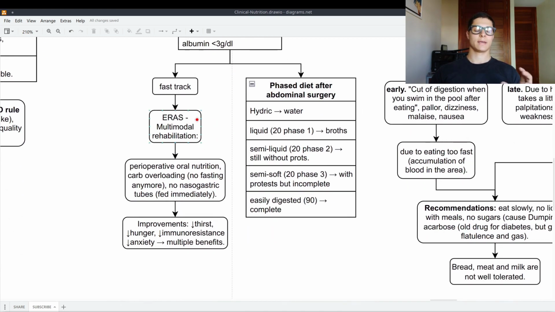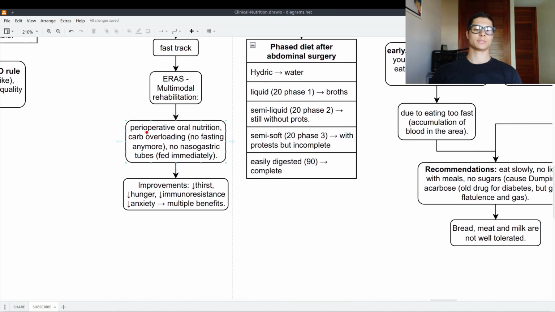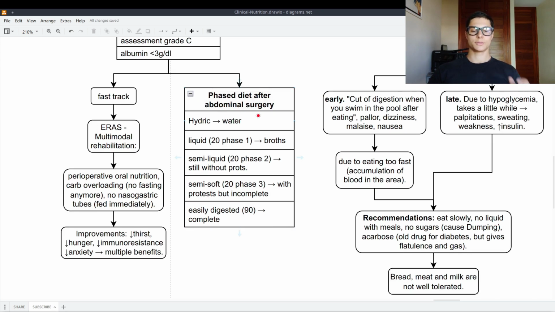So fast track. The ERAS guidelines have a multimodal rehabilitation system, and it consists of perioperative oral nutrition. So before, during, and after the surgery we have an oral way of nutrition. Carb overloading, so no fasting anymore. And no nasogastric tubes. We are fed immediately. Well, not immediately, but right after the surgery. Improvements: lower thirst, lower hunger, lower insulin resistance, and lower anxiety. So multiple benefits indeed.